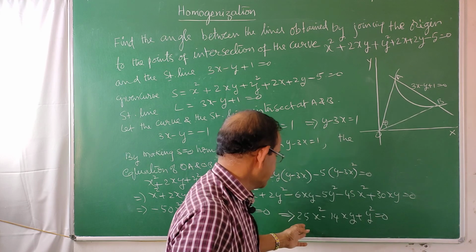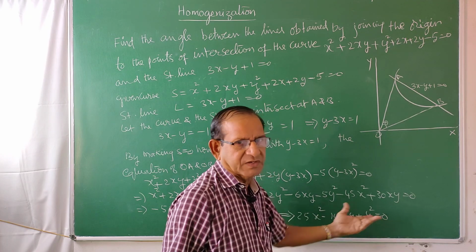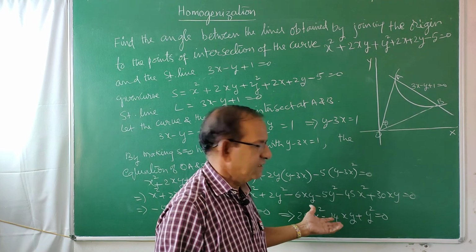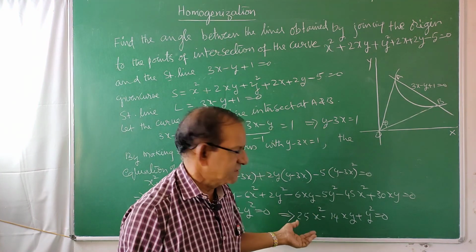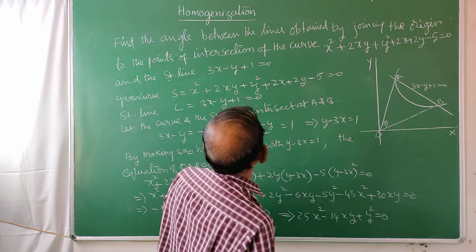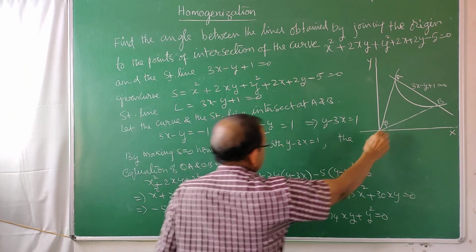Now it is in the form of ax square plus 2hxy plus by square is equal to 0. It is a homogeneous second degree equation in x and y, so it must represent a pair of lines. That is, this is the equation of OA and OB. Now we have to find out the angle between these two lines.